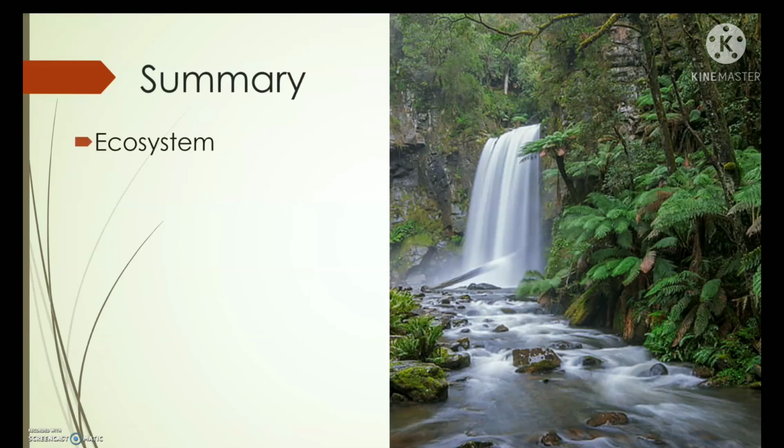For our summary, what is an ecosystem? Okay, we talked about how the ecosystem is the relationship of each organism with each other and the organism to its living or physical environment. Next, we also talked about humans and the environment. We talked about how everything on earth is connected with each other.